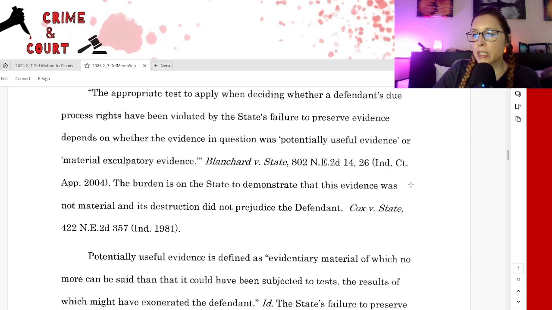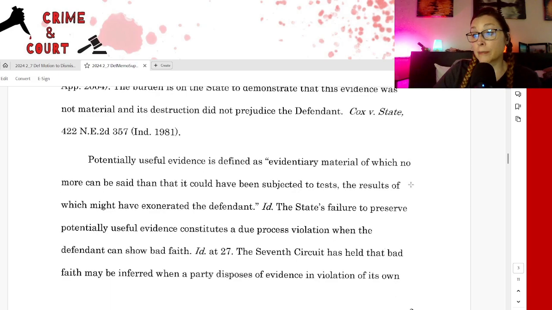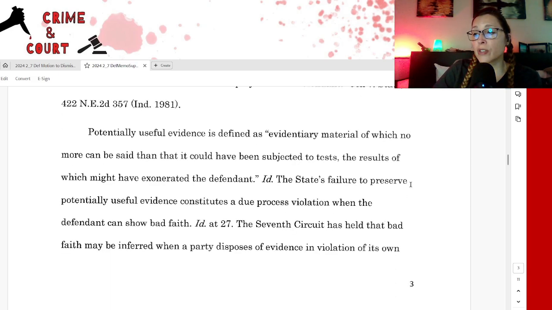The burden is on the state to demonstrate that the evidence was not material and its destruction did not prejudice the defendant. Potentially useful evidence is defined as evidentiary material of which no more can be said than that it could have been subjected to tests, the results of which might have exonerated the defendant. The state's failure to preserve potentially useful evidence constitutes a due process violation when the defendant can show bad faith.